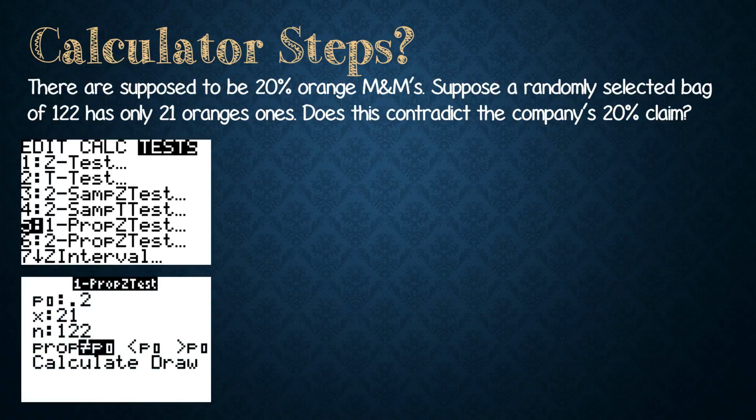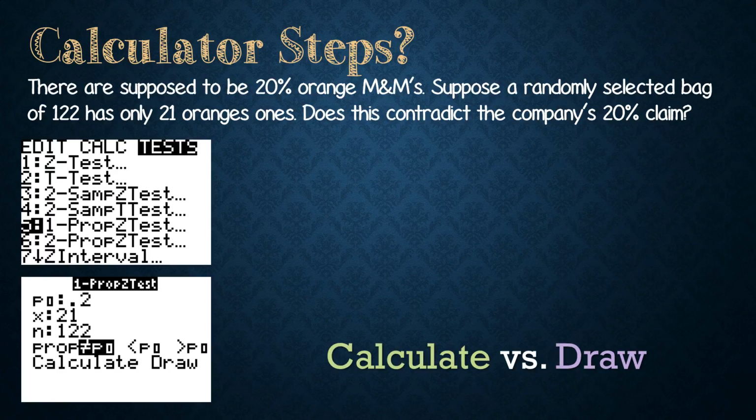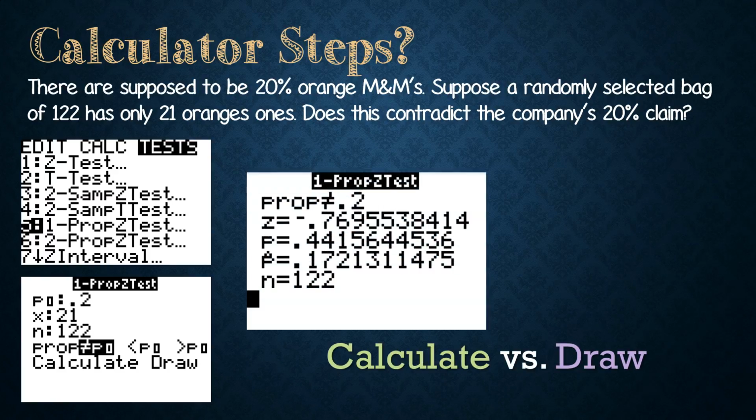Punch in all the information you have. Notice p0 would be the null, 20%. x is the number you found, well, 21, n the sample size, 122 M&Ms. I want to know if the proportion is not equal to that 0.2. And you've got two features here, calculate and draw. I love both of them. Let's look at calculate first.